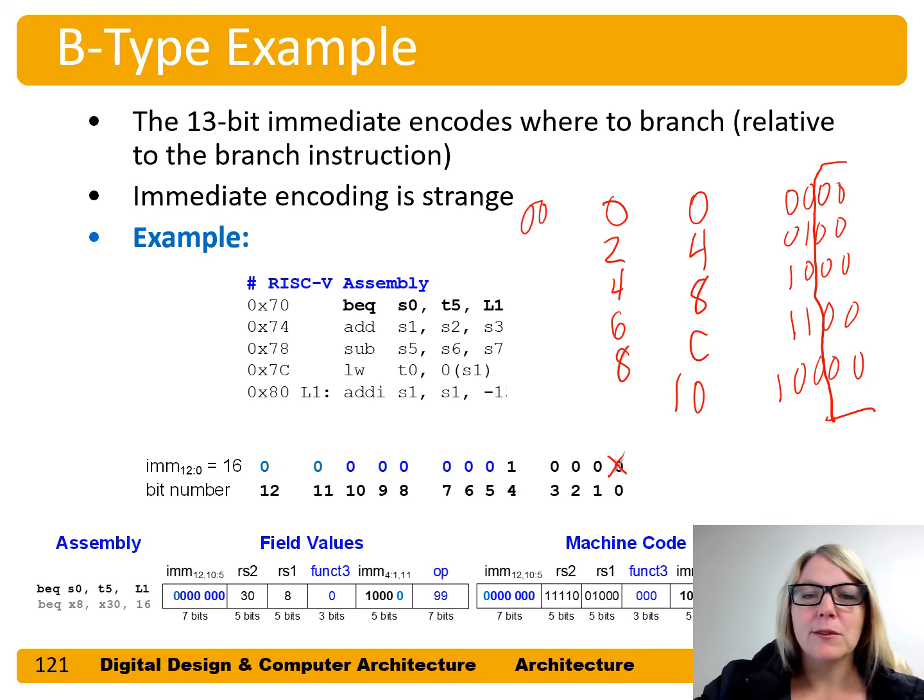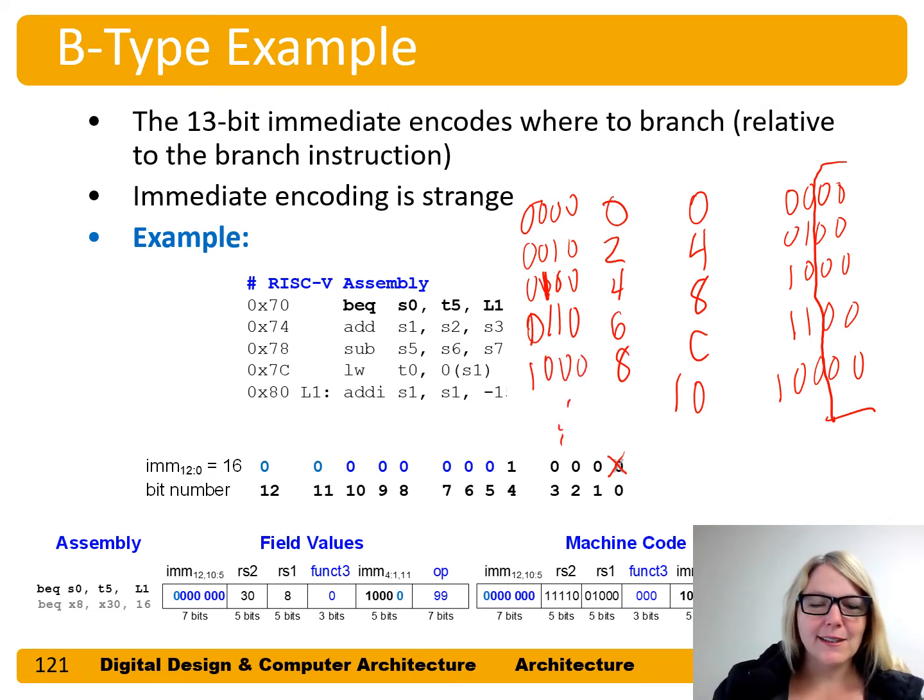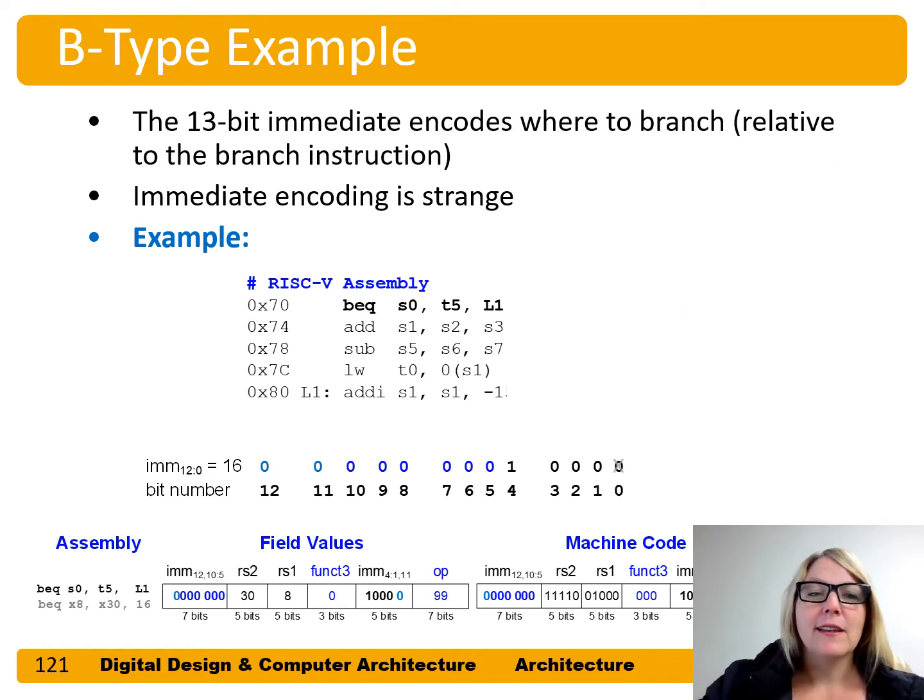0, 2, 4, 6, 8, 10, 12. Okay, so for that reason, B-type instructions do not encode only the least significant bit, bit 0, of the immediate. And then some very strange bit swizzling to encode our immediate.